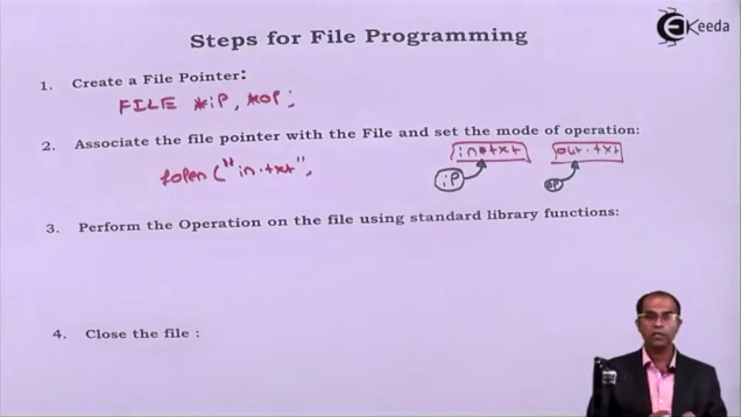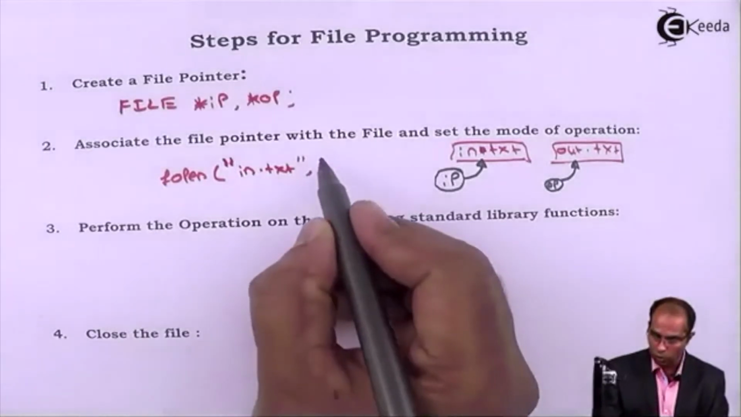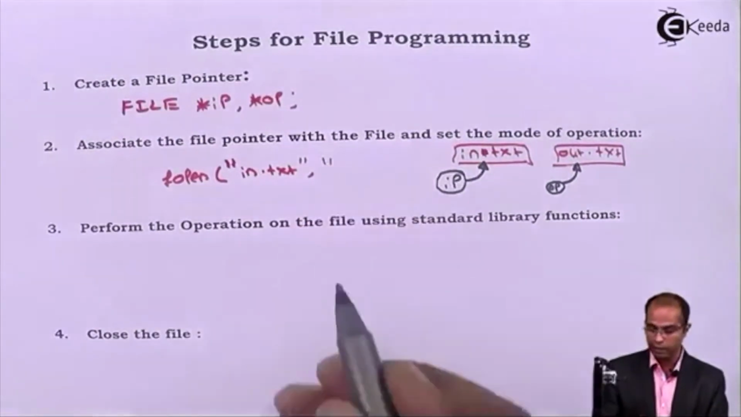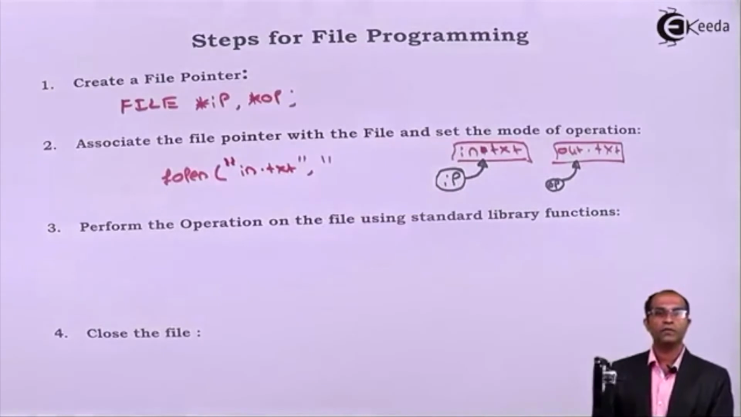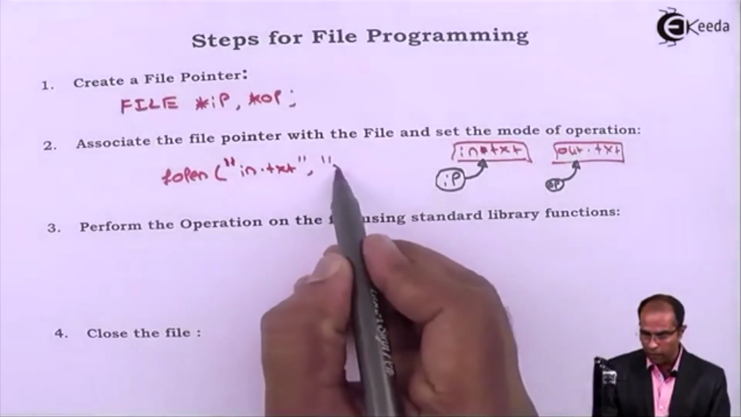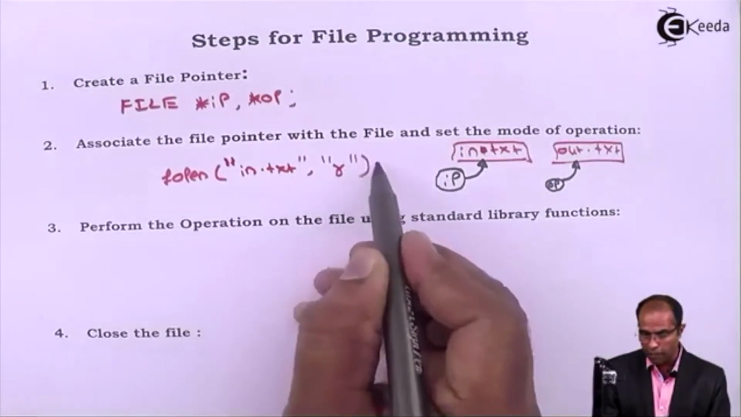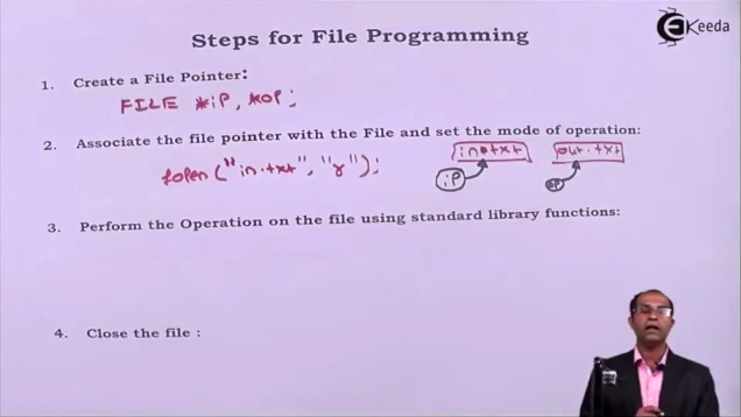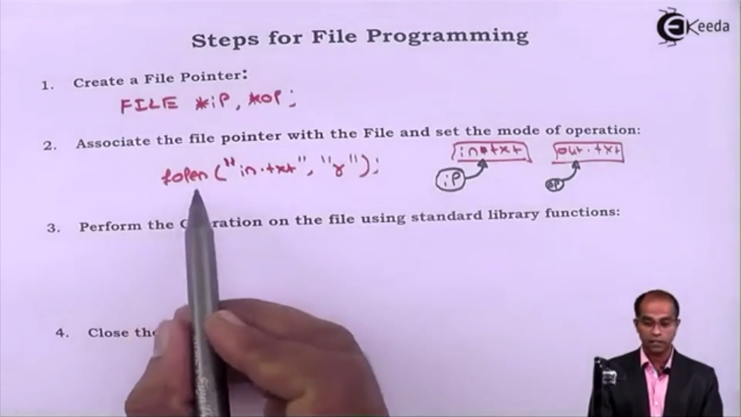So the second parameter is the mode of opening the file. Put double quotes again and then write the mode of opening the file. Here the mode of opening is R for read, W for write and A for append. Now what does fopen basically do?